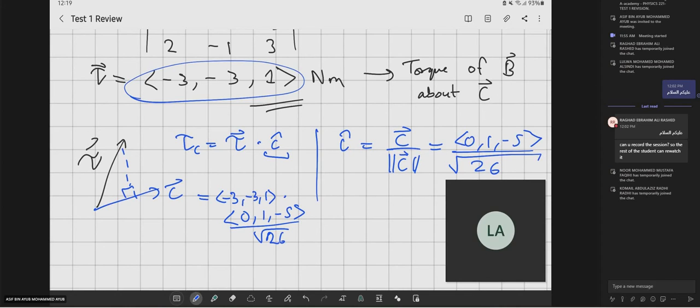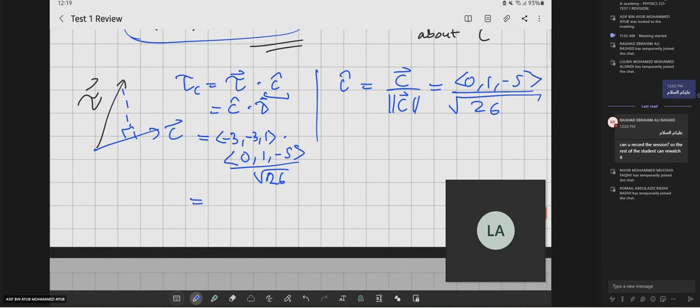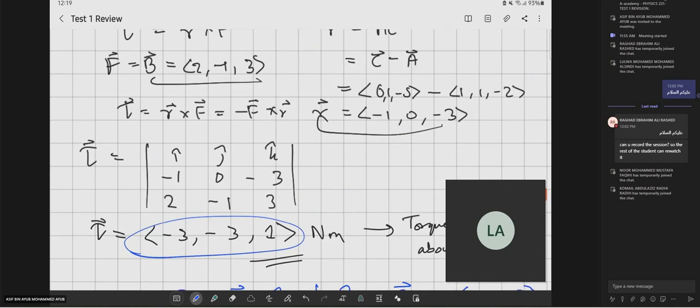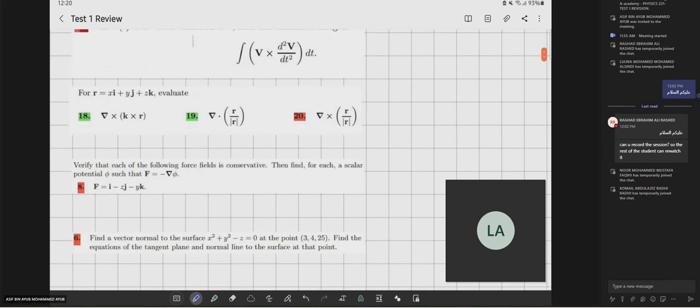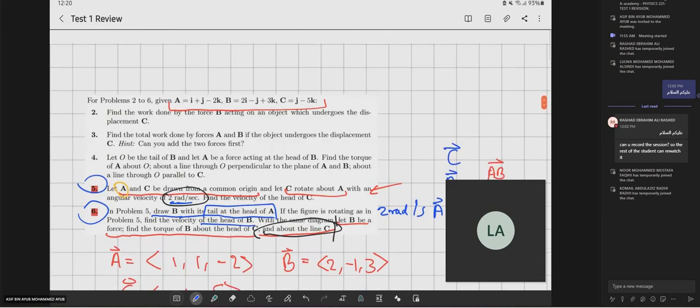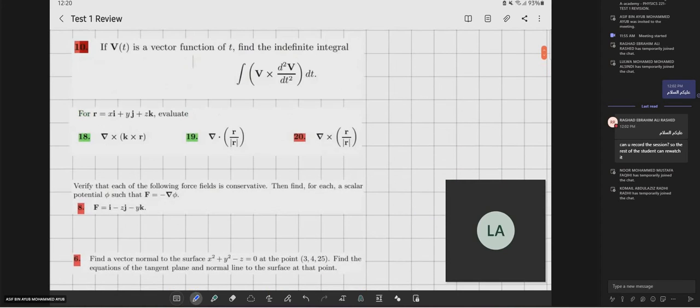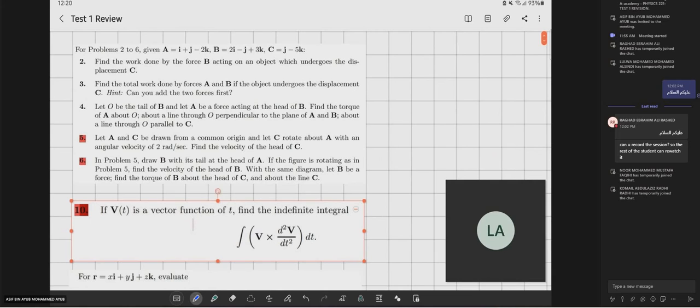Now I should remark that, for the dot product, the order doesn't matter. You can take C dot tau and it will give you the same answer. Now, if I compute this quickly, I'll get 0, minus 3, minus 5 over square root of 26, which is minus 8 over square root of 26. The units would be Newton meters. Okay, so we've finished this question completely. Now let's move on to the next question, which is this.